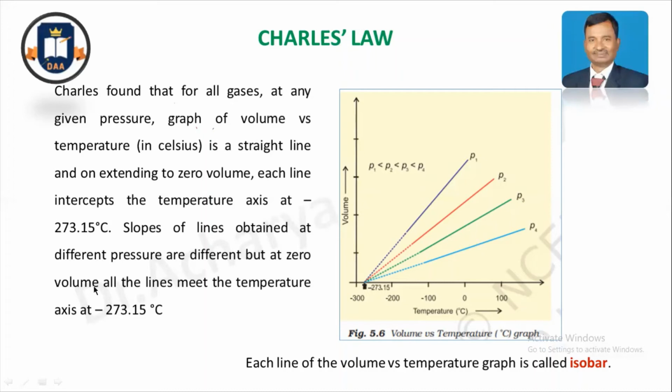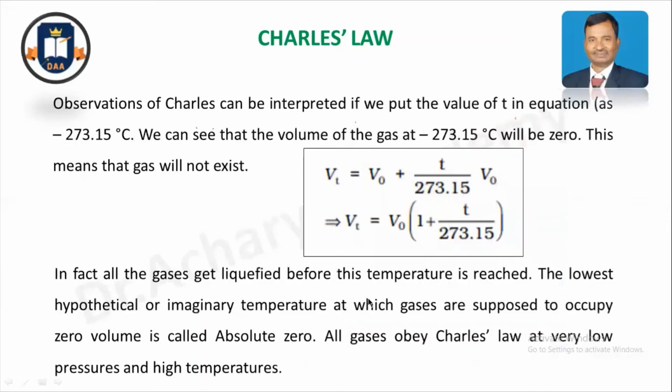But at 0 volume, all the lines meet at the temperature axis at minus 273.15 degrees centigrade, whatever I already discussed. So, what is the observation from this graph?